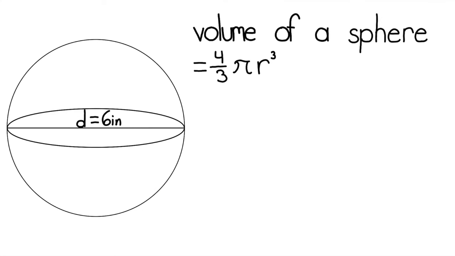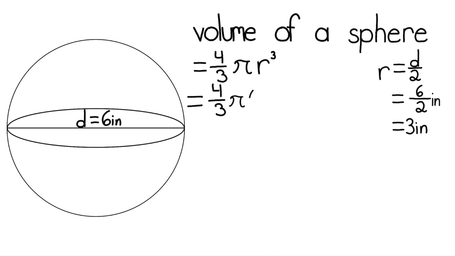So, as you see here, we are given the diameter of the sphere right here instead of the radius. Now, the radius is equal to the diameter divided by 2. So in this case, it would be 6 divided by 2 inches, right? So 6 divided by 2 equals 3. So the radius is 3 inches. So now that we have that, let's write the formula of this sphere. So that would be equal to 4 over 3 times pi times 3 inches cubed.